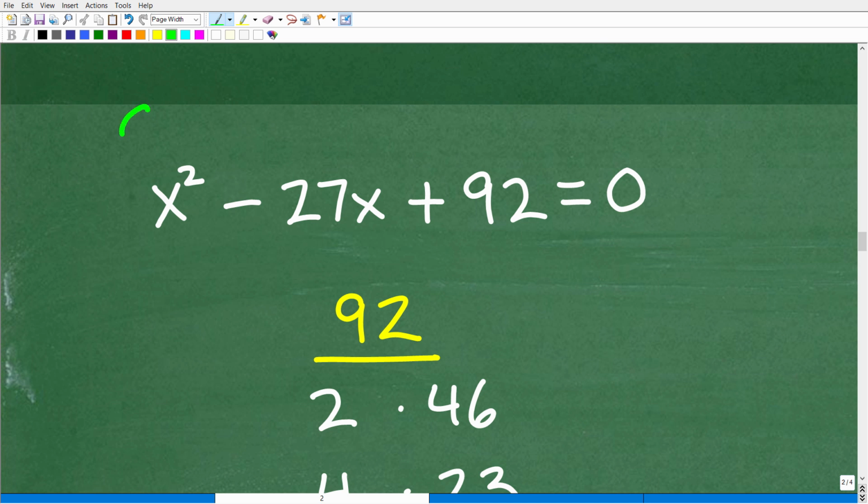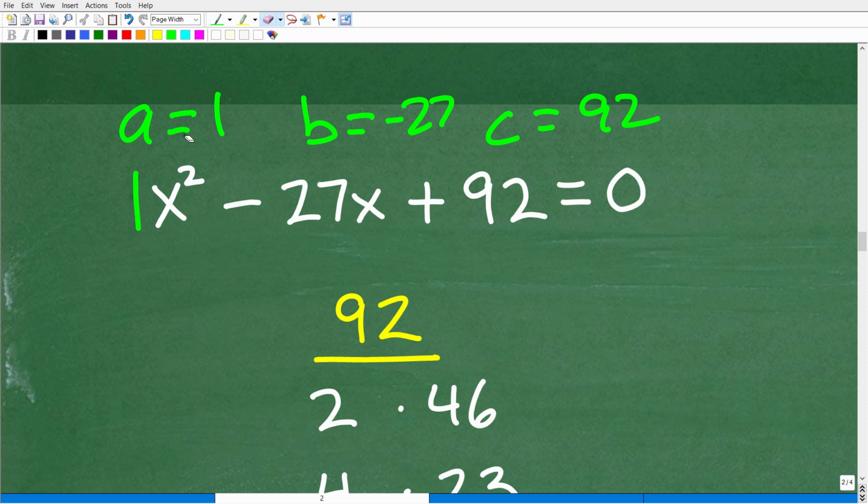We have A, B, and C values, right? So A is going to be equal to what? Well, A would be equal to 1 here, B would be equal to negative 27, and C is equal to 92. So it's important to have your quadratic trinomial written in standard form, highest to lowest power, and the coefficients of these respective terms of the polynomial are going to be our A, B, and C values. A is the coefficient of the leading term, B is our x term, and then C is our constant.